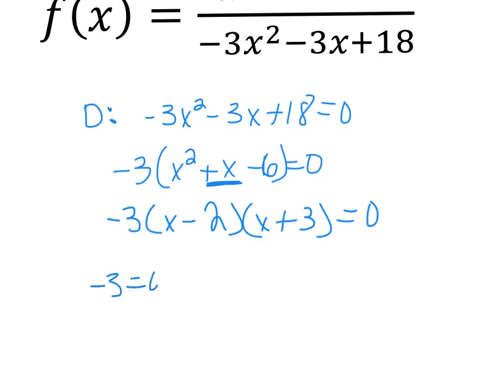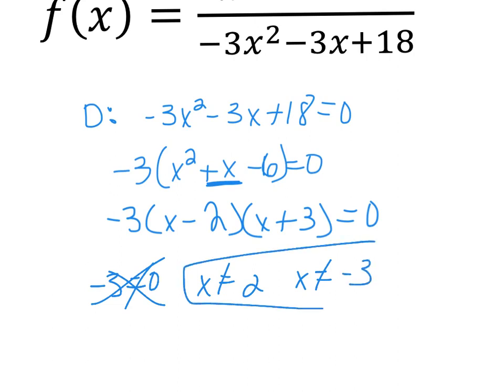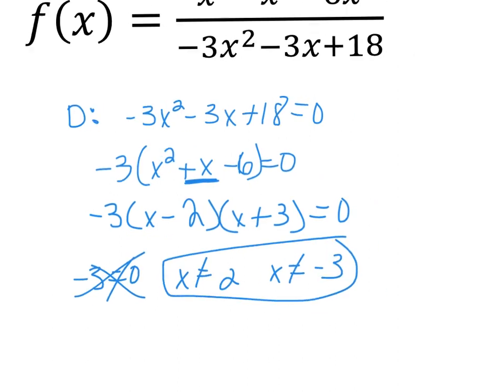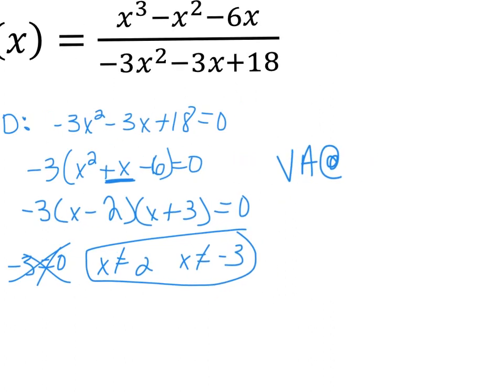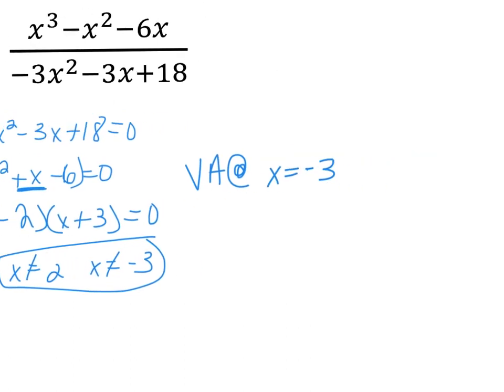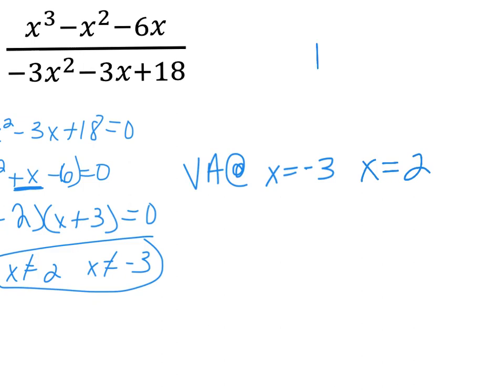So again, negative 3 cannot equal 0. We're good. So I have x equals what? X cannot be 2 and x cannot be negative 3. Good. So since I found my domain, I also found what else? Vertical asymptotes. I have 2 vertical asymptotes at x equals negative 3 and x equals 2. So if I were to graph it, I'd have my dashed line vertically through negative 3 and over here at positive 2.